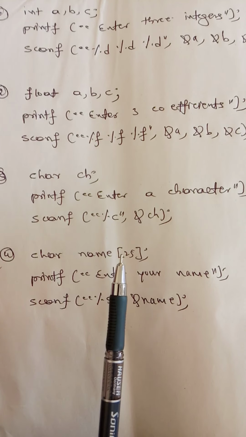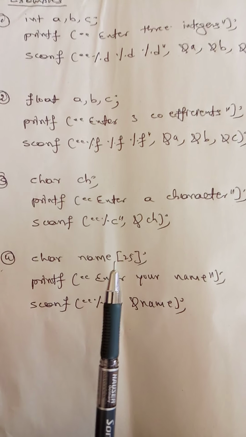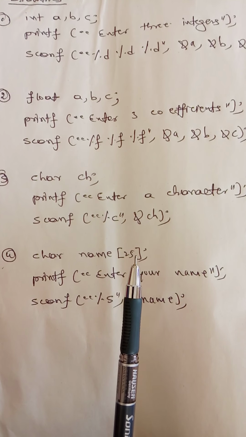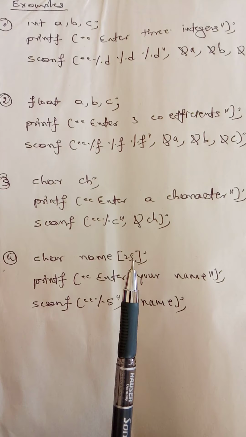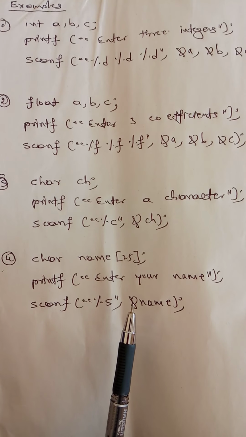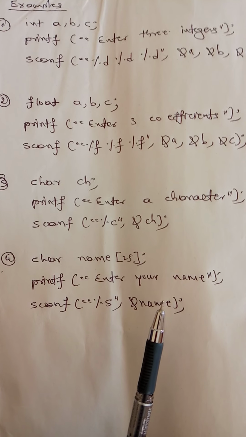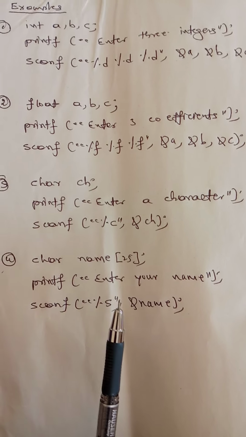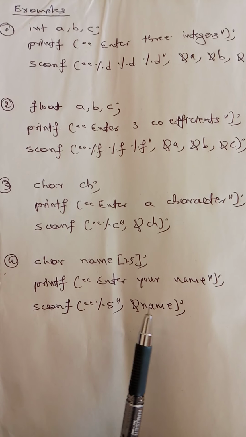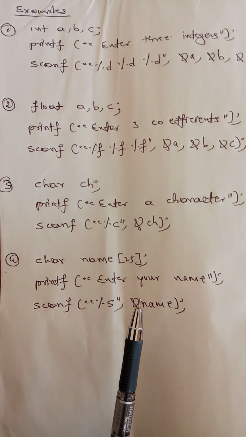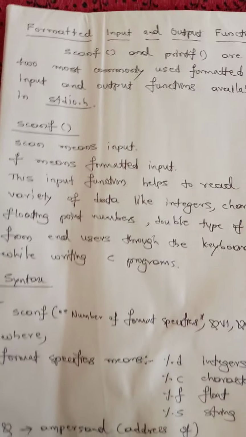Char name[25]. This is a one dimensional array or string variable. This is called a string variable. You can store a maximum of 24 characters. The last one is needed for the null value. Enter your name. %s. Ampersand is optional, you may or may not use it. Whatever name I enter will be stored in the name string variable. But scanf reads a single word, gets reads an entire line. That is the difference between scanf and gets for reading strings. This is all about how to explain scanf.